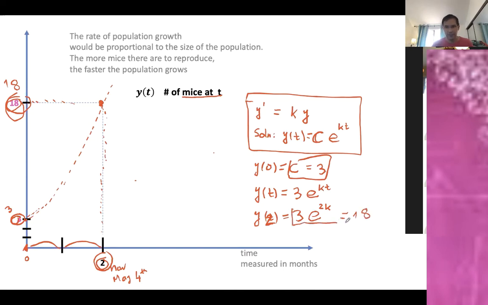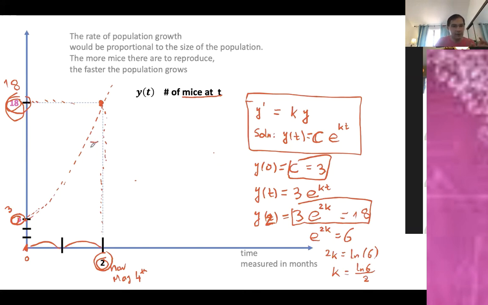If you divide both sides of this equation by three, then we get e to the 2k equals 18 divided by three. If I take the natural log of both sides, then I get 2k equals ln of six. So k is equal to half of that, ln of six divided by two. Approximately this is equal to 0.9.